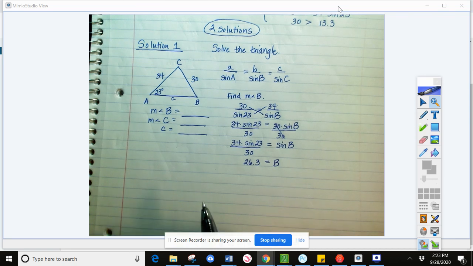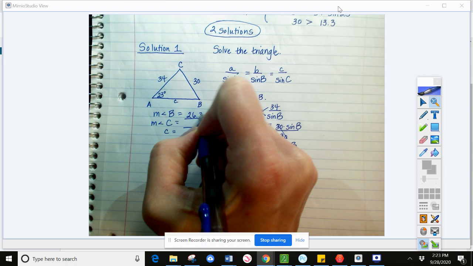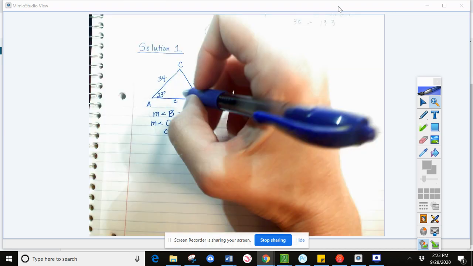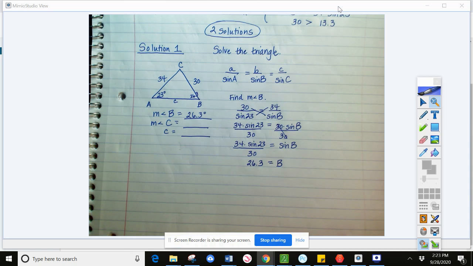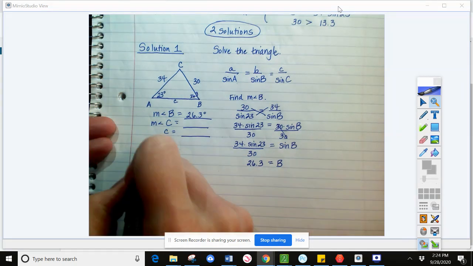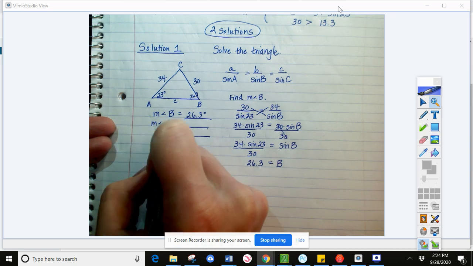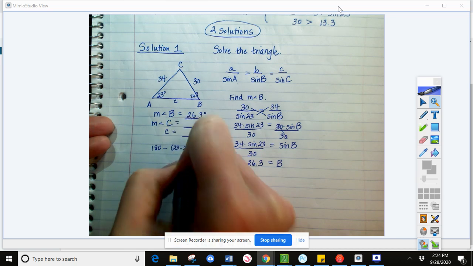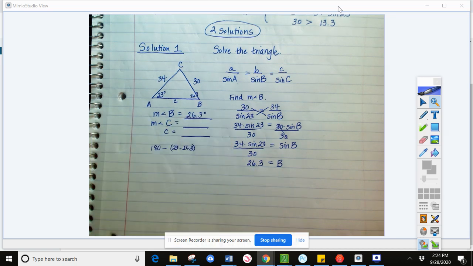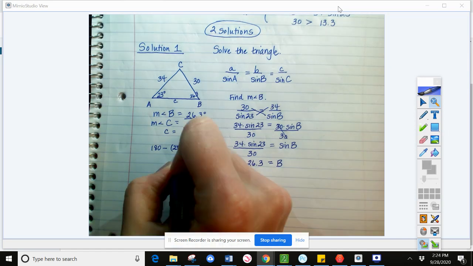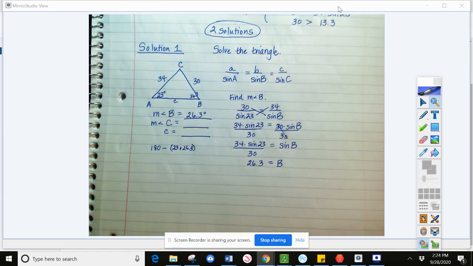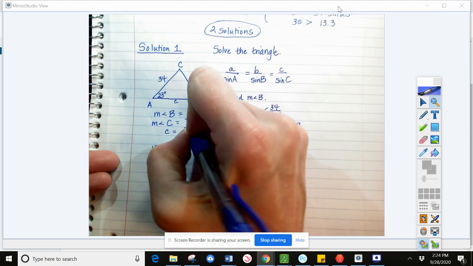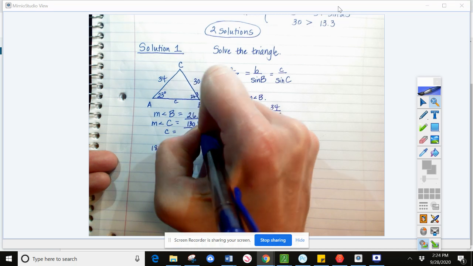And then I want you to think about what you've got in this triangle. Okay, if this is 26.3, the next thing we need to know is the value of angle C. So if you will add your angles together and subtract that from 180, you will have angle C. So 180 minus what happens when I add 23 and 26.3 together gives me 130.7. That's a big angle. 130.7 degrees. So that's angle C.